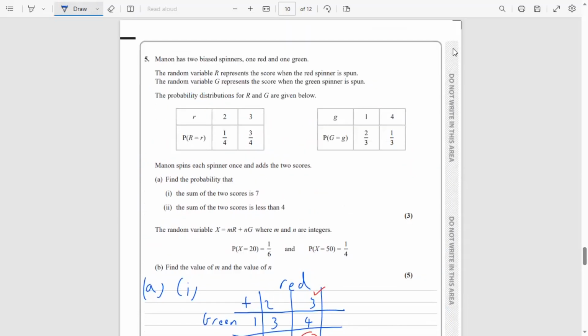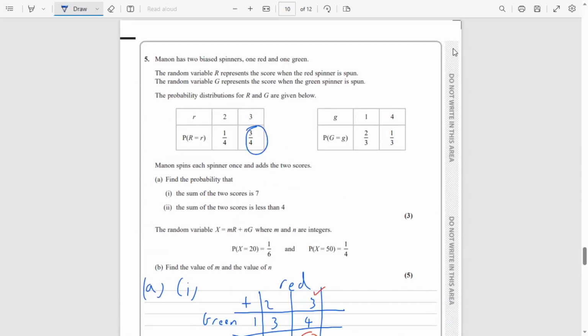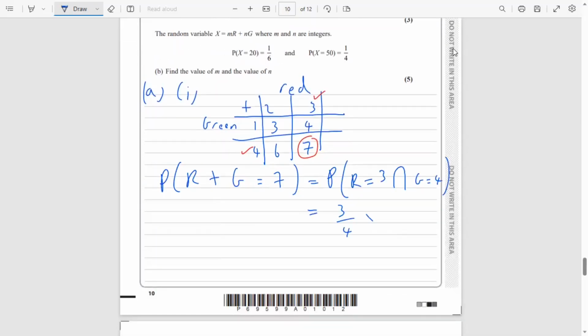So the probability that we get 3 on the red spinner is 3/4, as we can see that. So it's going to be 3/4. And the probability that we get 4 on the green spinner is 1/3. So we're going to times that by 1/3. And we're multiplying it because we want the probability of getting 3 on red and getting 4 on green.